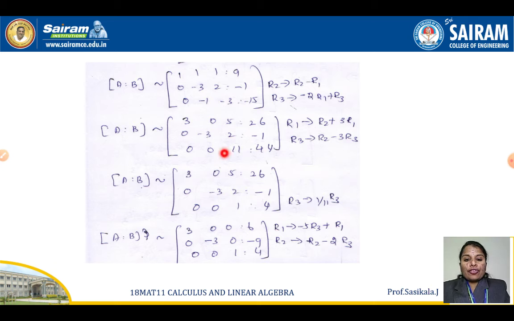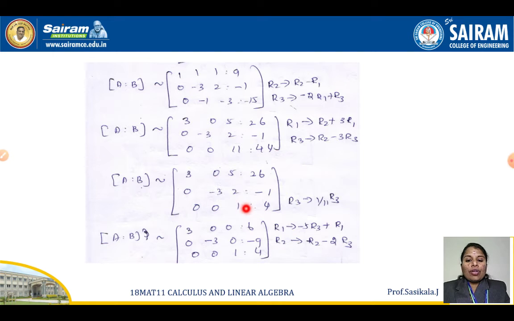Okay. Now what you have to do? What is that we made it? You have a turn of converting zeros. So 0 minus 3, 2 minus 1. The next one you can convert it. I'll get 0, 0, 11, 44. Okay. So now you can go with the next one to convert the 0 of your first row third element and the second row third element. You are supposed to use here the third row. Okay, here also you can divide by 11, it will become 1 and 4.